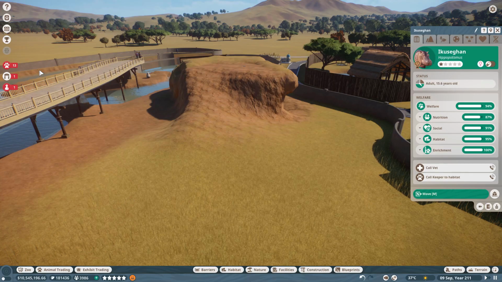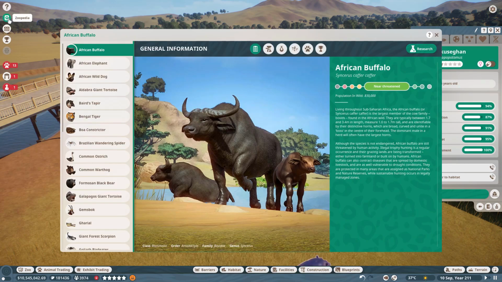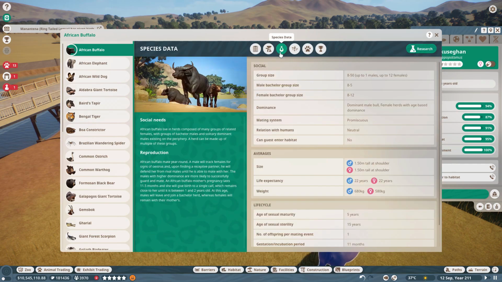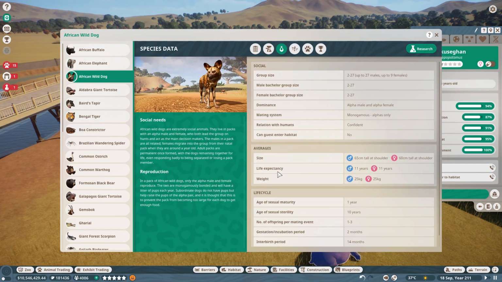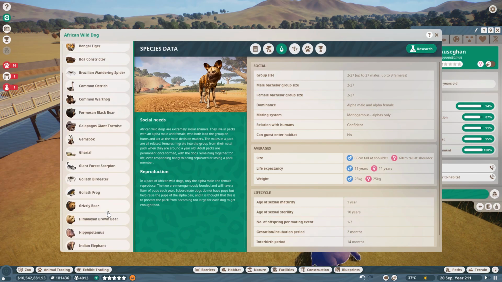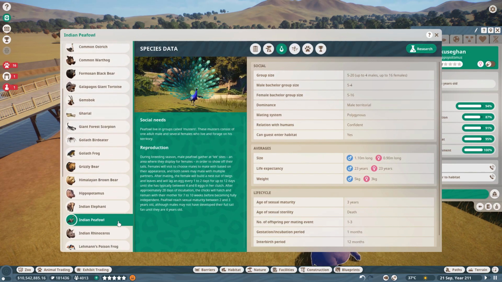So one thing that's important to check when you're starting off and deciding what kind of animals you want is the species data tab in the Zoopedia. From here you can see the age that the animal is expected to live to, their sexual maturity, the sterility, number of offspring per mating event, gestation period, and the interbirth period. So these are all really important stats, and on the African buffalo, they're not the greatest, to be honest. Something like the wild dog will give you many more babies, and the peacock even more still.